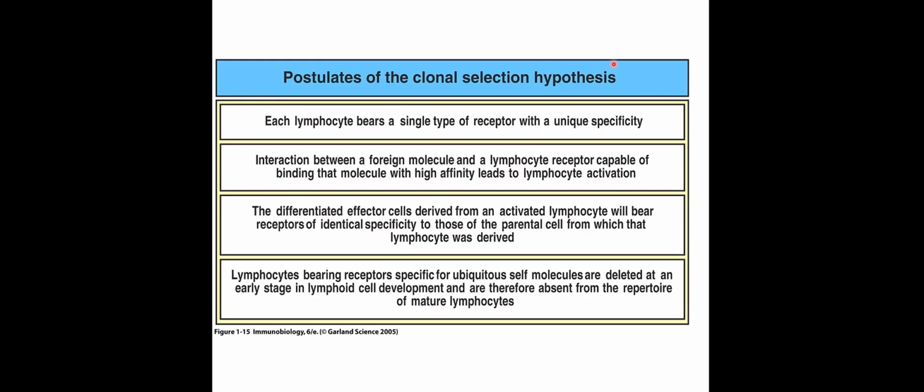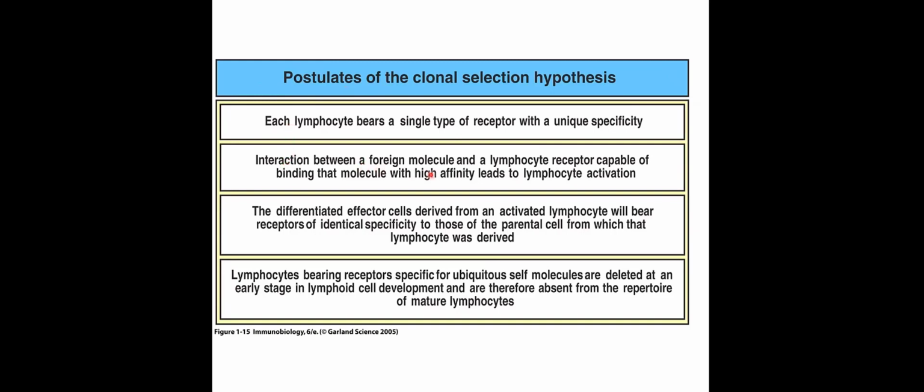And so he wrote this theory up, called the clonal selection hypothesis, before we even knew that there were lymphocytes, before we knew that there were T cells and B cells, and came up with this theory of how the adaptive immune system would work that ended up being remarkably accurate. The key postulates of this hypothesis were that you would have a cell, which we'll call a lymphocyte, that bears a single type of receptor with a unique specificity for the pathogen that we're going to try to deal with. So each cell has one receptor type that is specific for one pathogen.